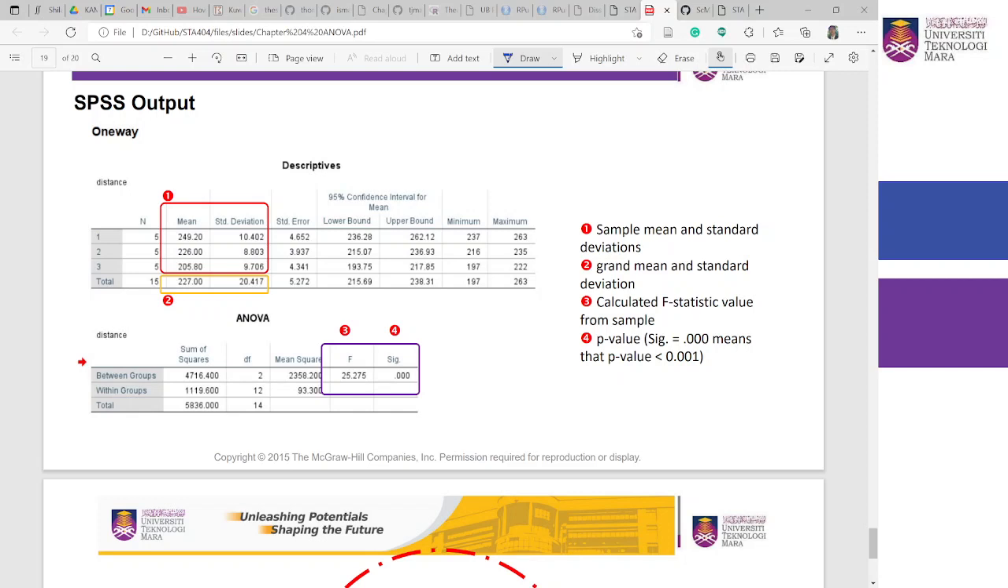And then the second table that I can see is the ANOVA table. So kat situ saya dah tunjukkan. Okay, nombor satu tu apa dia? So nombor satu sample means and standard deviation. Nombor dua adalah grand mean and standard deviation. Number 3 will be the calculated F statistic value, and then number 4 will be the significant values or the p value. And inside the cell you have the sum of square between groups and within group, and also the degrees of freedom, and also the mean square. Okay.